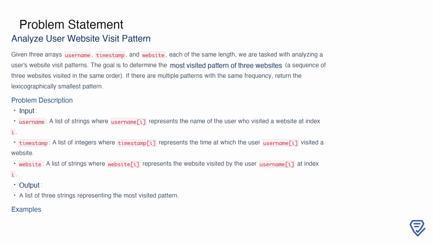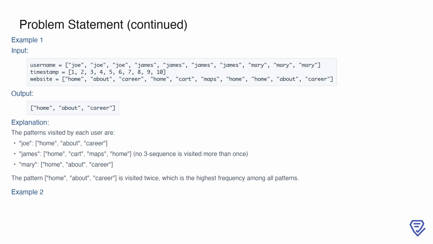The username array tells us which user visited a website, the timestamp array specifies the exact time of the visit, and the website array identifies the site that was visited. The output should be a list of 3 strings representing the most frequently visited 3 sequence. If there are multiple 3 sequences with the same frequency, we return the lexicographically smallest one to ensure consistency in the result. To better understand the problem, let's look at the first example.